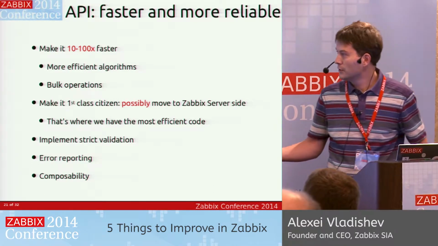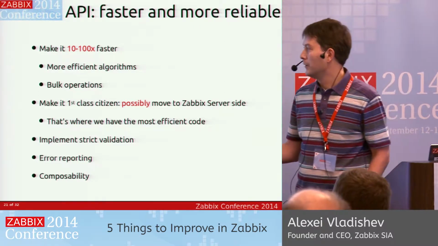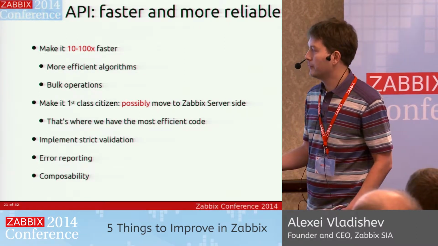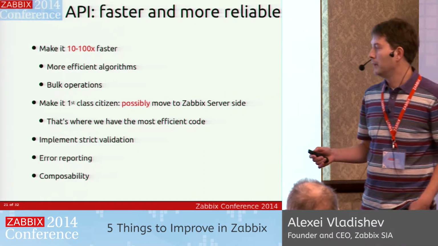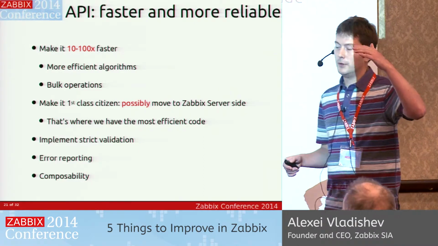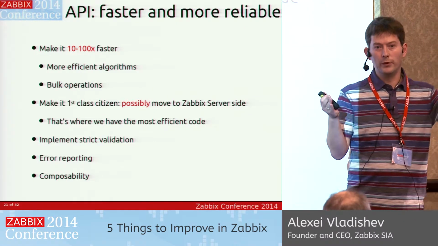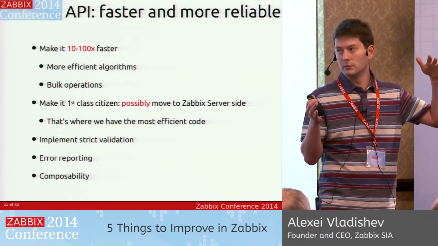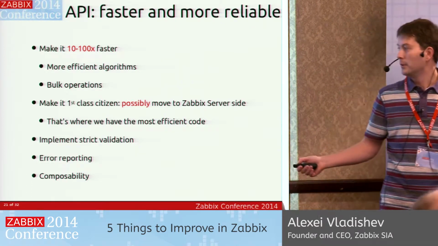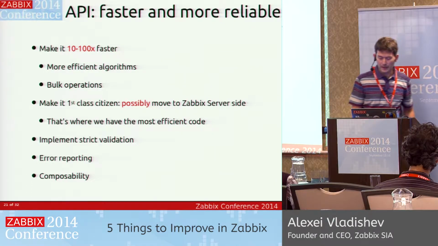Strict validation is an absolute must. Error reporting, and possibly composability. These are just some ideas: you can execute multiple API calls within one request, and it will be executed as one transaction. That might be very nice to have.